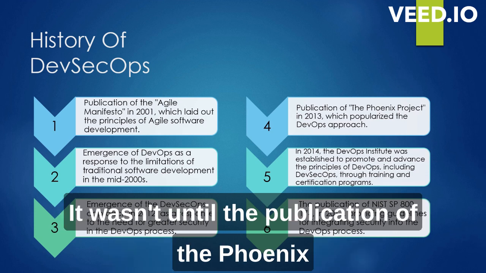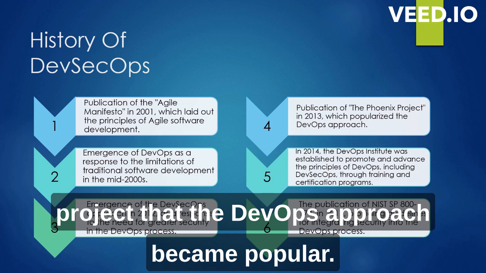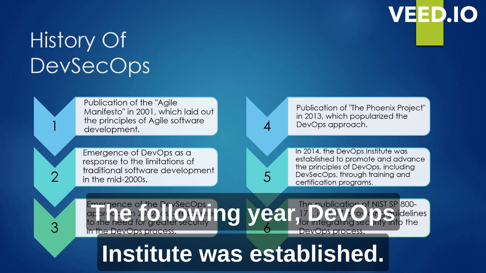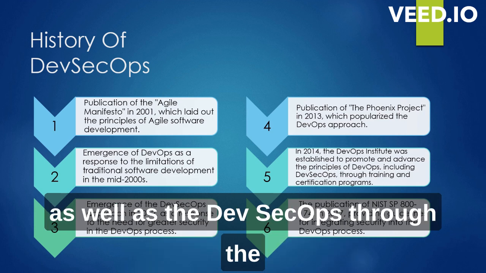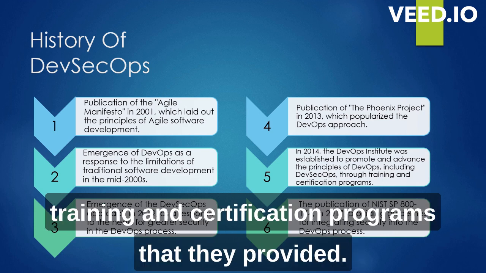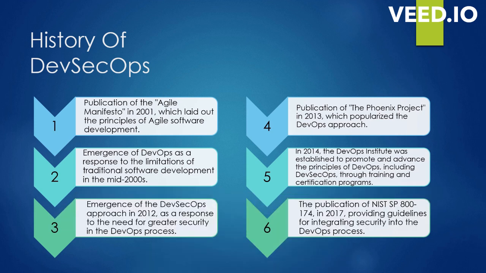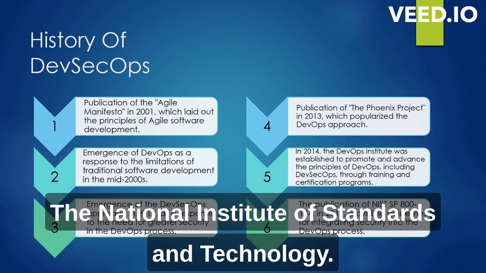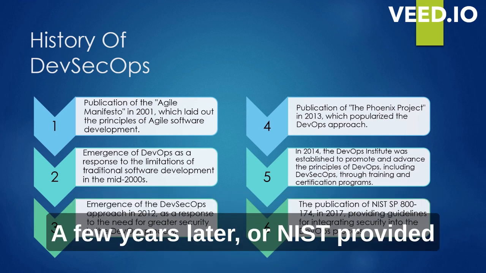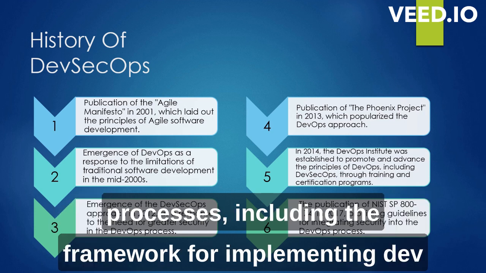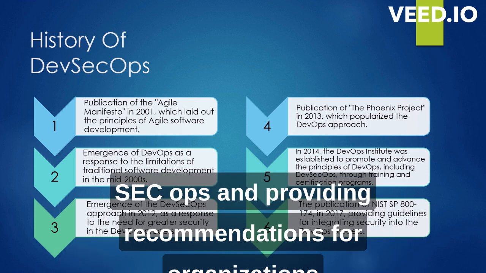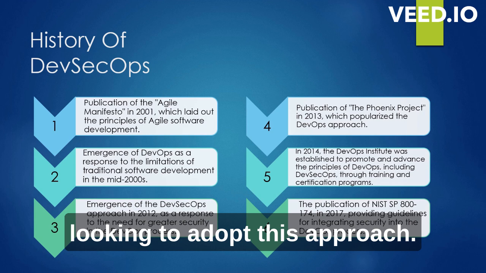It wasn't until the publication of The Phoenix Project that the DevOps approach became popular. The following year, the DevOps Institute was established. They promoted and advanced the principles of DevOps as well as DevSecOps through the training and certification programs that they provided. The National Institute of Standards and Technology, or NIST, a few years later, provided guidelines for integrating security into the DevOps processes, including the framework for implementing DevSecOps and providing recommendations for organizations looking to adopt this approach.